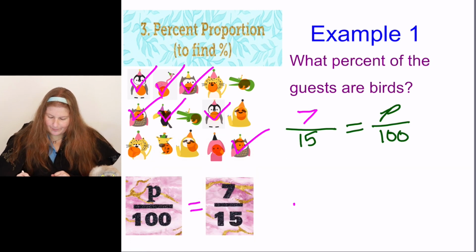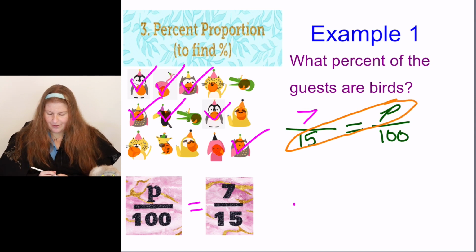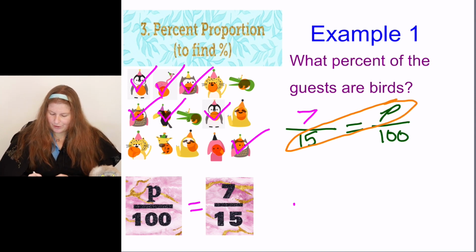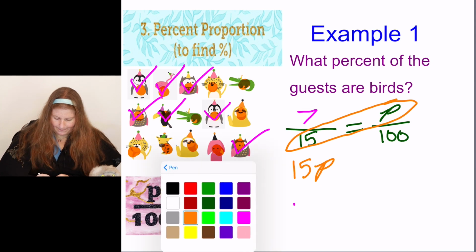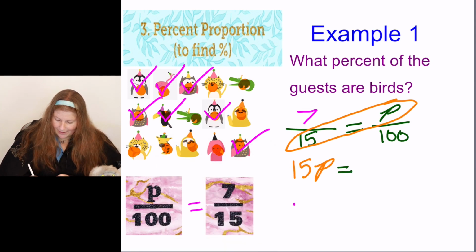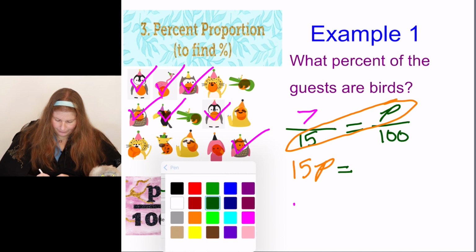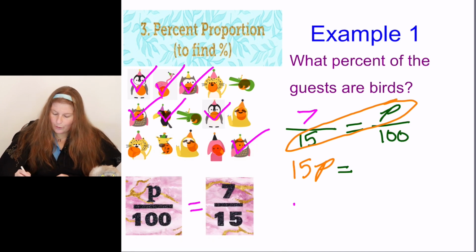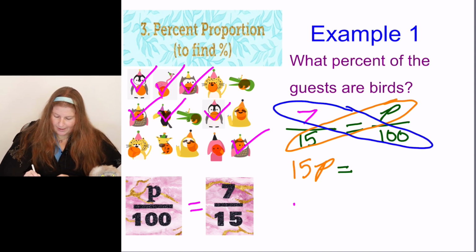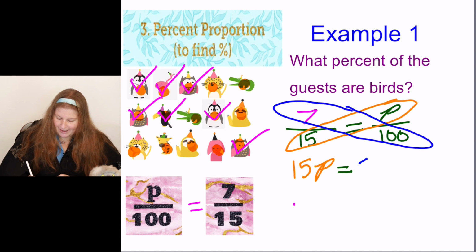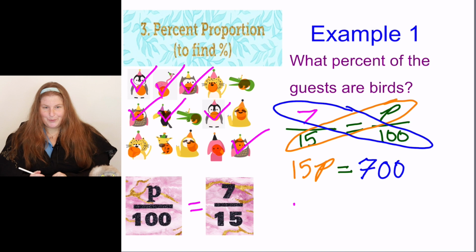So with cross multiplying, I'm going to take the numerator on one side and multiply it by the denominator on the other side. So for example, for what I've circled in orange, I would have 15 times p, which is equal to 15p. Then I'm going to set that equal to what's on the other side. So if I cross multiply this numerator times this denominator, 7 times 100 is 700. That is step 2.